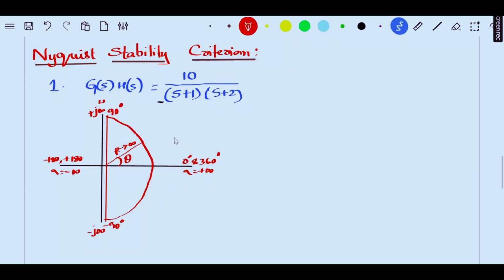For this particular problem, because there is no pole at the origin, this becomes A, B, and then C, and then D. So A, B, C, D.